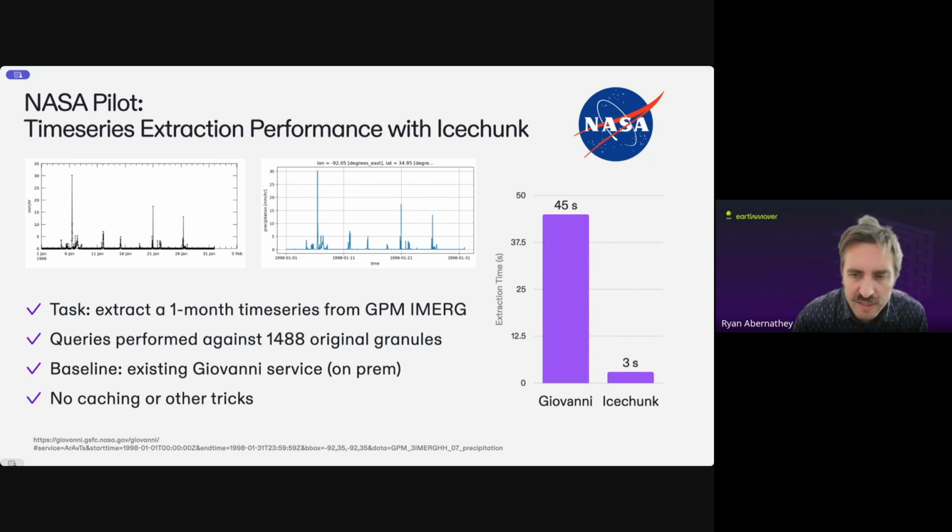And so here the task is to extract a 1-month time series from half-hourly precipitation data, where each half hour is stored as a separate netcdf file. This means scanning over close to 1,500 netcdf files. The baseline service that they are using to do this takes 45 seconds to perform that sort of scan. And with Icechunk, we're able to extract the same time series in just 3 seconds. And this is largely thanks to the extremely efficient I/O stack within the Icechunk library.